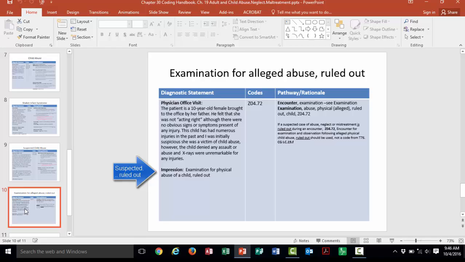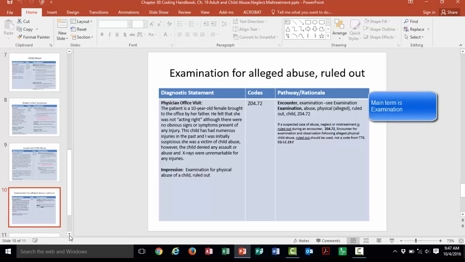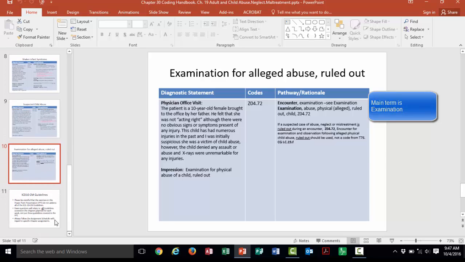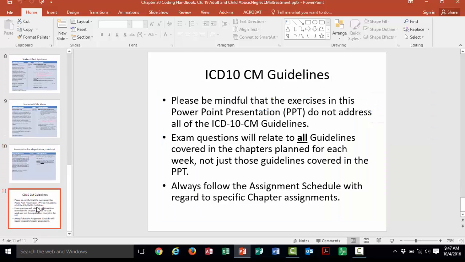So this gives us the Z04.72. So look carefully at the pathway and see that you start with encounter, which takes you to examination, which you then follow the pathway abuse, physical, ruled out, child. And I've re-quoted the guideline there for you. Please review these guidelines carefully.